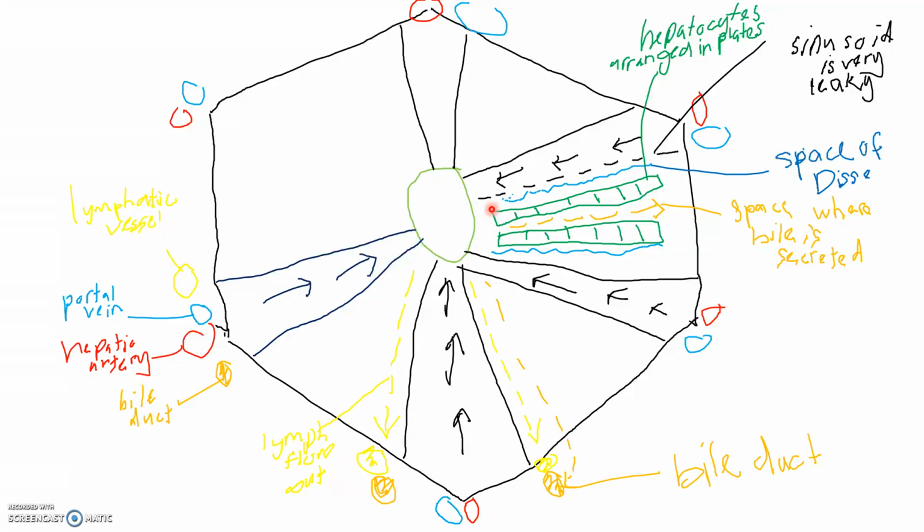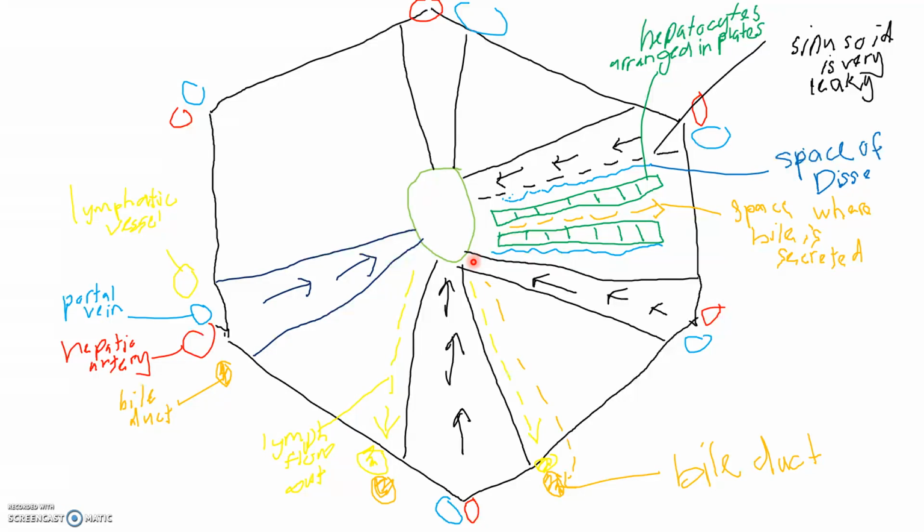Eventually both bloods will mix in the sinusoids. A bit of oxygenated blood from the hepatic artery, as well as 70 to 80% of the deoxygenated blood from the portal vein, are going to be mixed in the sinusoid. The blood is moving from the periphery to the center, and this is called the centripetal blood flow in the sinusoid.